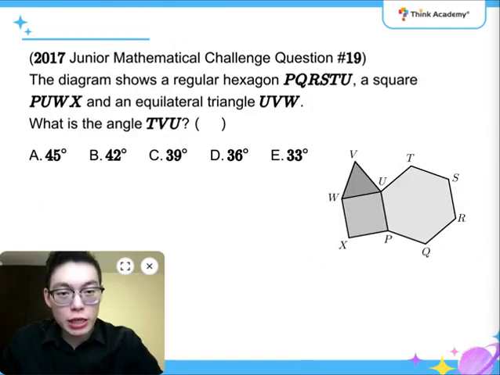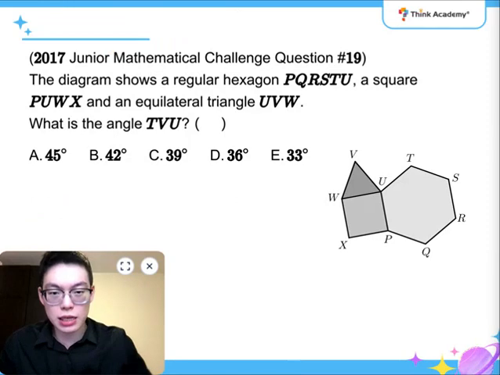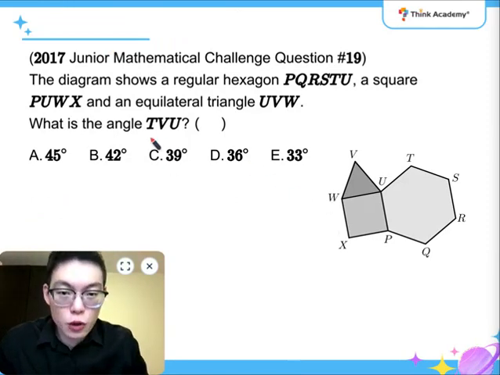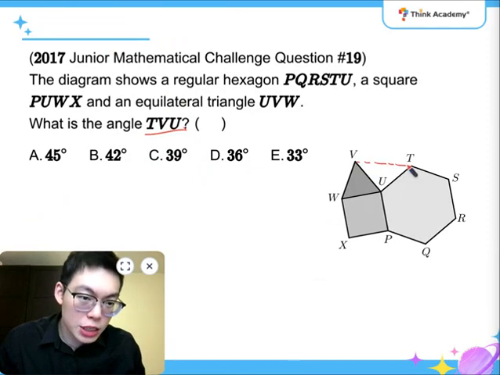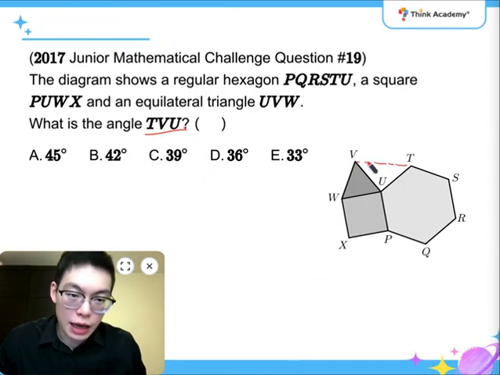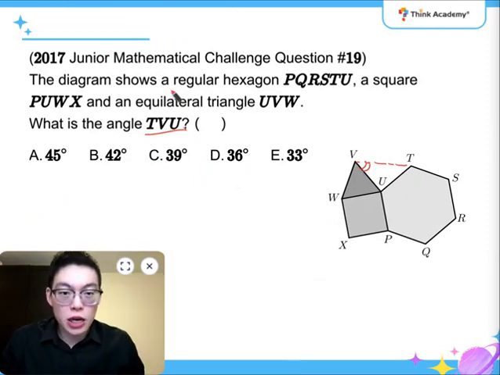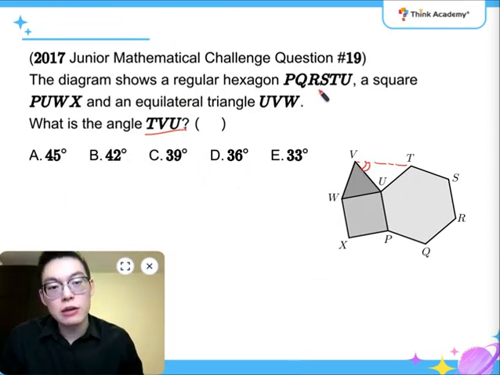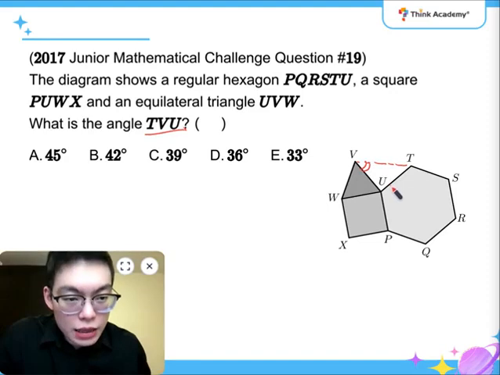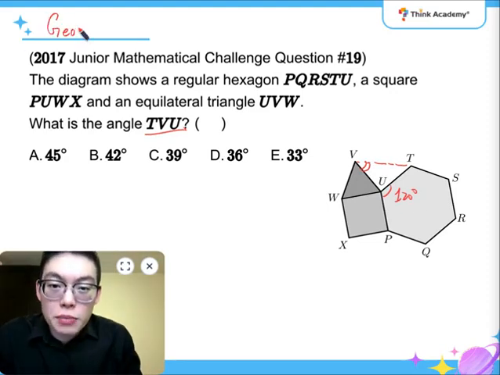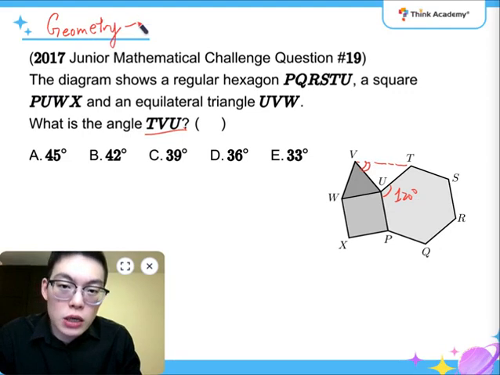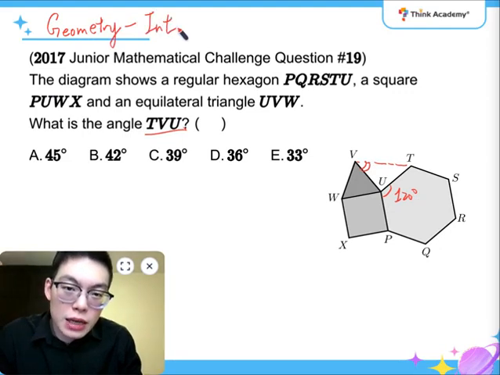As for question 19, I don't think this is a hard one, as long as you are able to recognize what this TUV is. Essentially, we're just joining T and V such that we are looking for that angle. We have a regular hexagon, which we know has an interior angle of 120 degrees. Of course, there's going to be a geometry question on the interior and exterior angles.